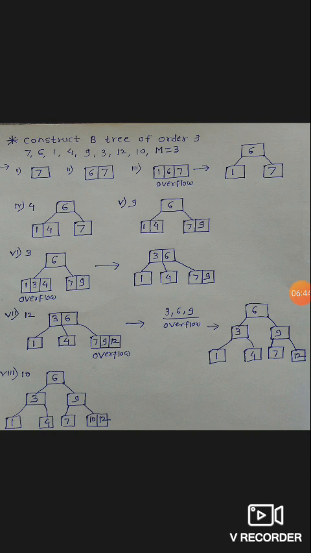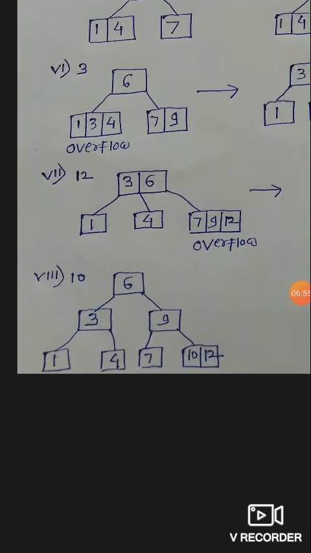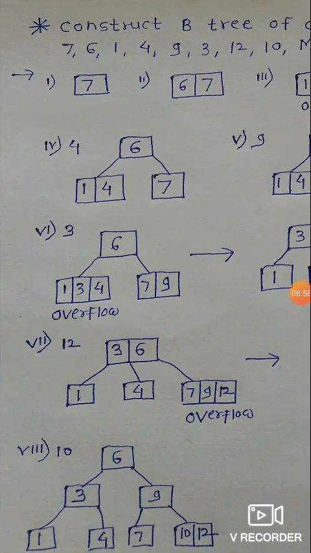Right hand side of 9 contains only one key value 12, so we can add one more, that is the upcoming 10, so it becomes 10 12. So this is the final B tree. 6 is the root node, left of 6 becomes 3, right of 6 becomes 9, left of 3 becomes 1, right of 3 becomes 4, left of 9 becomes 7, right of 9 becomes 10 comma 12. As at every step we are satisfying the properties of B tree.